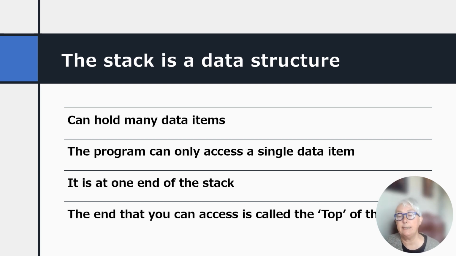The stack is a data structure like a list or array. But unlike them, the program can only access a single item of data. So a stack can have many data items in it, but the computer can only get at one data item, and that's an item at one end of the stack. And the end that you can access is called the top of the stack.